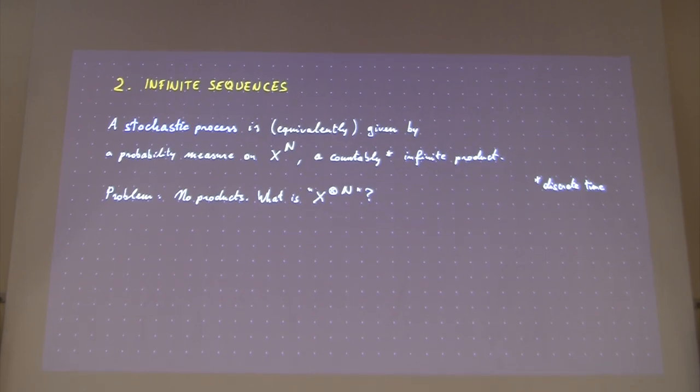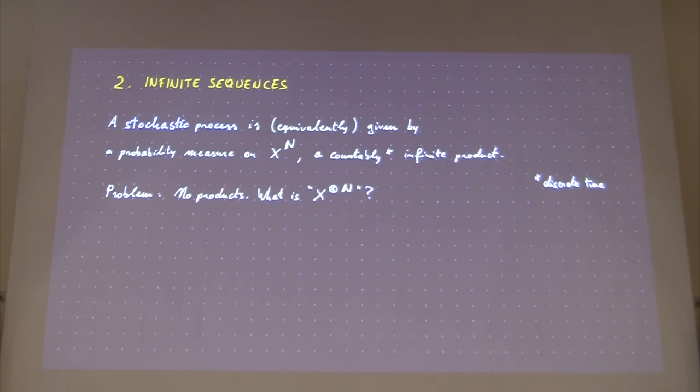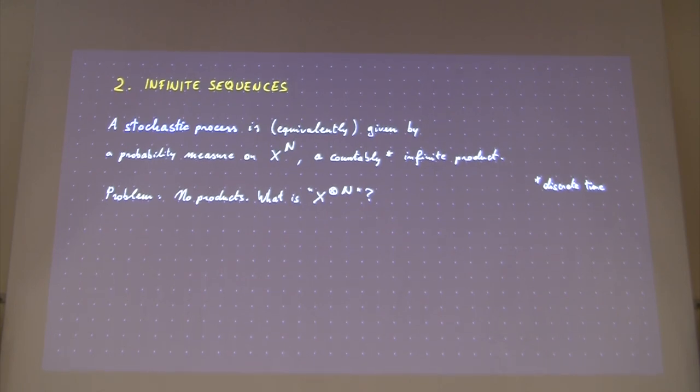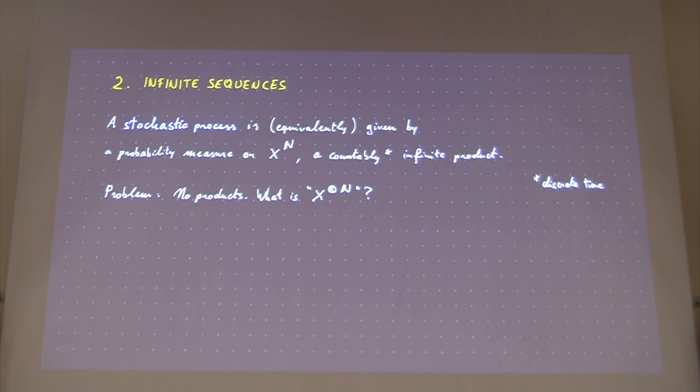So a stochastic process, in an equivalent definition that's a bit friendlier for doing category theory, is basically a probability measure on this countably infinite product, which you can see as a space of infinite sequences denoting time. If you want continuous time, of course you have to put R here, but we have not studied that case yet. You see, already here, we know exactly what the infinite Cartesian product is, right? It's just a product. But there's no such thing as an infinite monoidal product. We just know what the finite ones are. So we immediately run into a problem here.